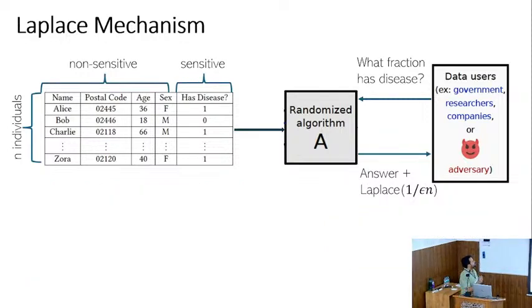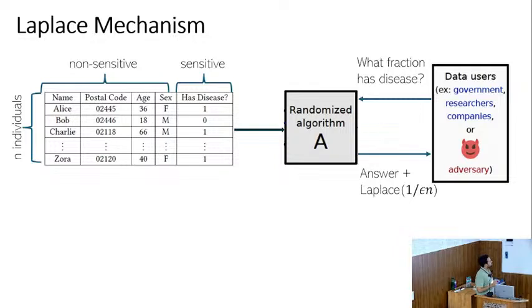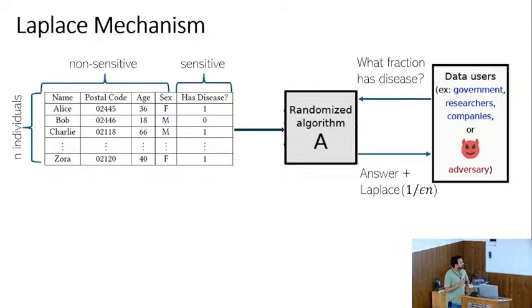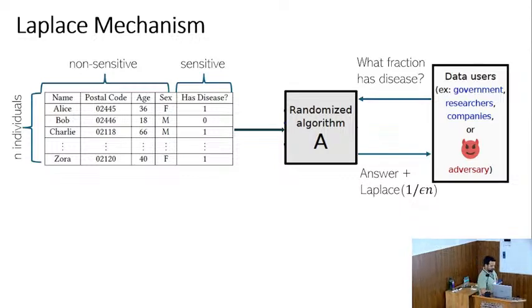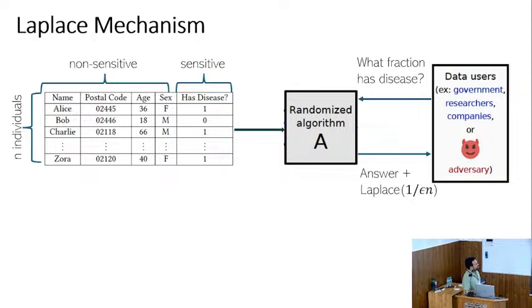Now we'll talk about our first differentially private mechanism. It is called the Laplace mechanism. Here we'll add the following noise: in the answer, we'll add Laplace noise with scale 1 by epsilon times n. So this is the first algorithm, Laplace. Given a query, it will add Laplace noise with scale 1 by epsilon n. Still, we are seeing that the noise is not dependent on the query. So how can we make the noise dependent on the query?